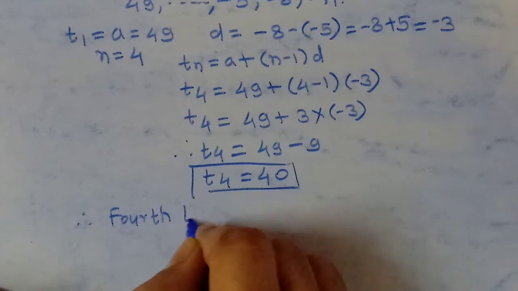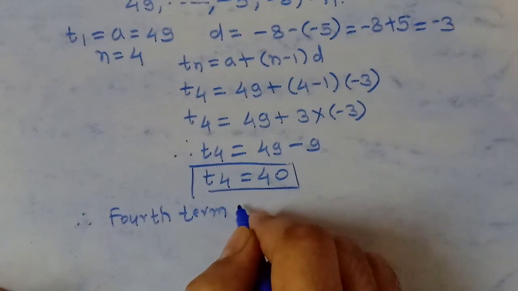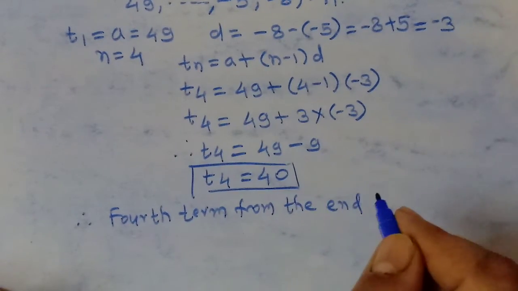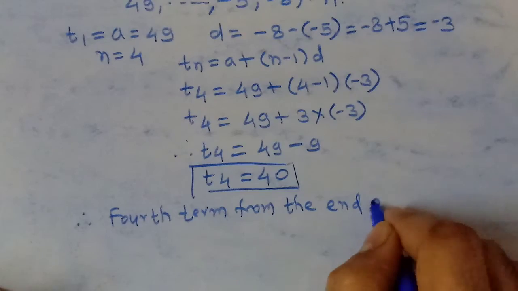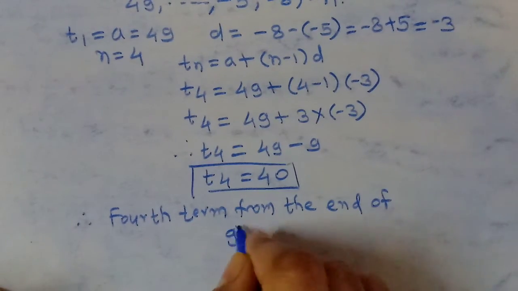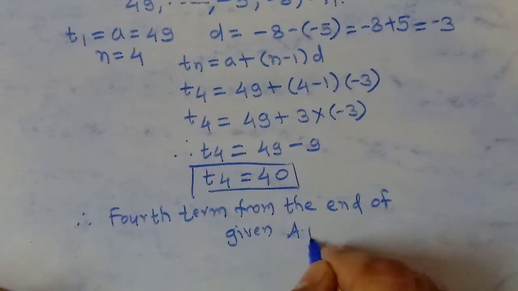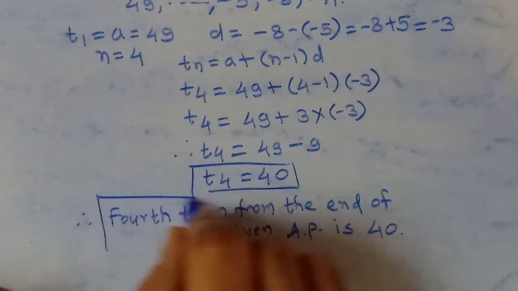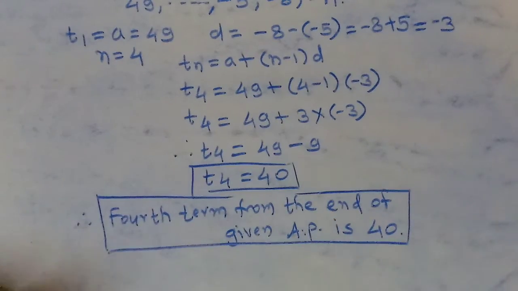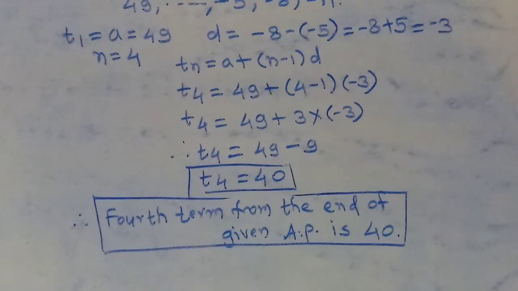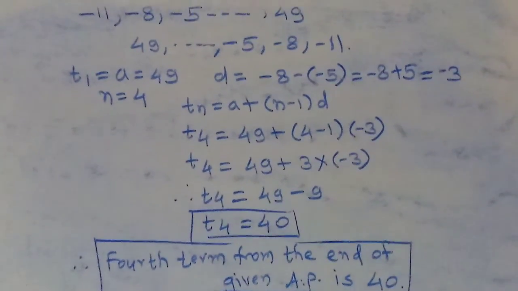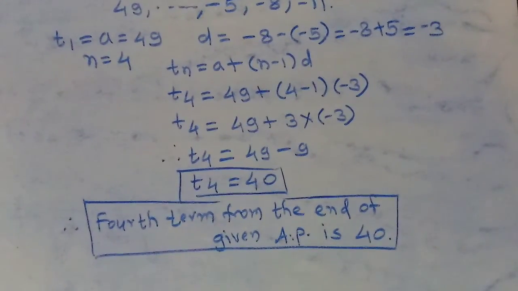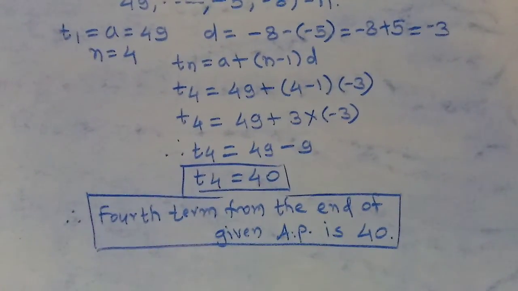And therefore the fourth term from the end of the given AP is 40. Okay, that is your last answer. Is it right? This ends your question number first and second of problem set 3. Okay, in the next lecture we will see the remaining questions.